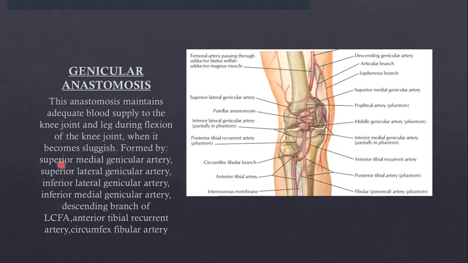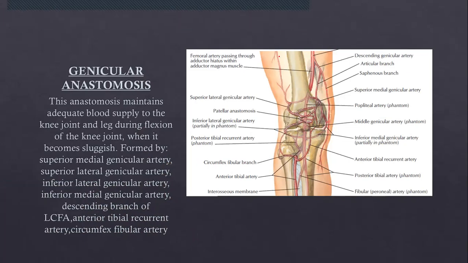It is formed by the following branches: superior medial genicular artery, superior lateral genicular artery, inferior lateral genicular artery, inferior medial genicular artery. All these are branches from the popliteal artery. Then we have the descending branch of the lateral circumflex femoral artery. We also have the anterior tibial recurrent artery, the circumflex fibular artery, and another branch, the articular branch of the descending genicular artery. So I think this anastomosis has plenty of arteries.